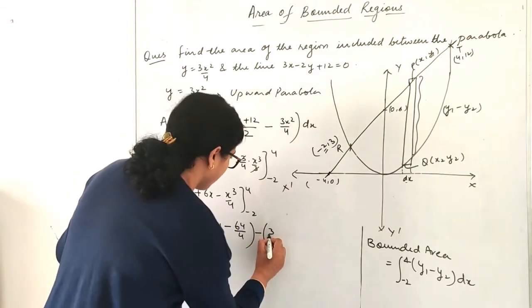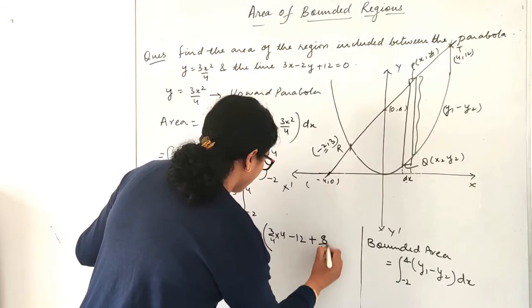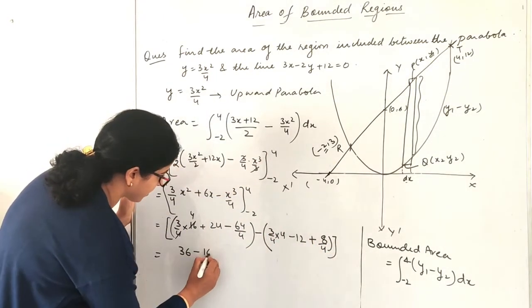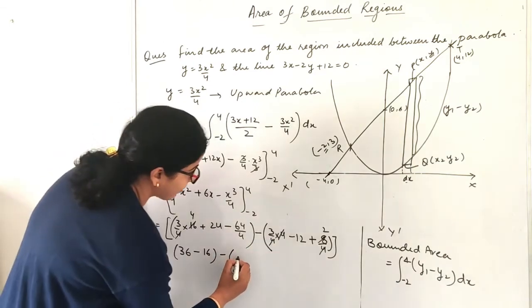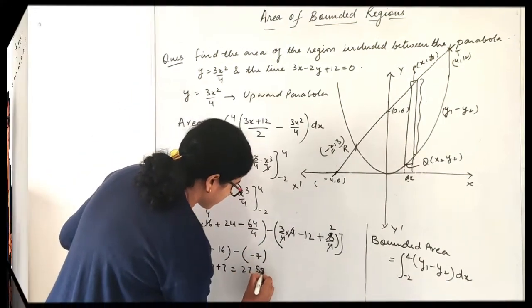So I am getting 3 by 4 into 4 minus 12 plus 8 by 4. Let us solve this. 36 minus 16 minus. So I am getting here minus 7. 27 square units is the answer.